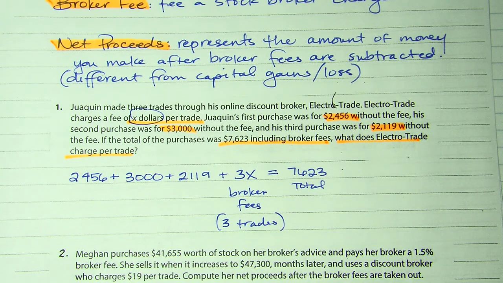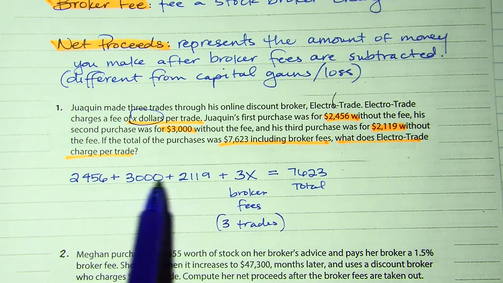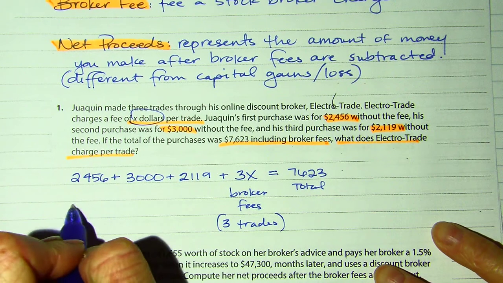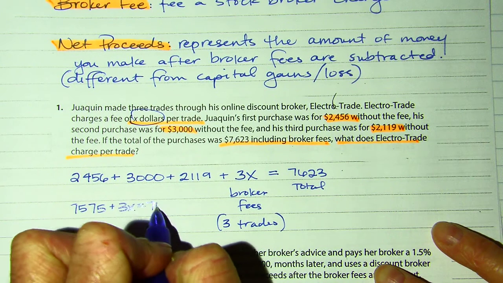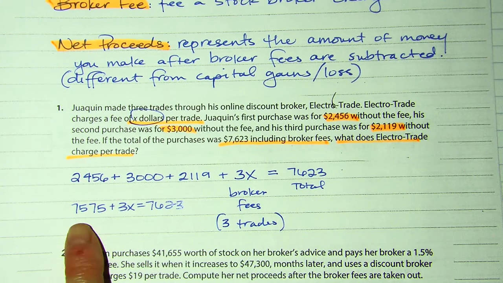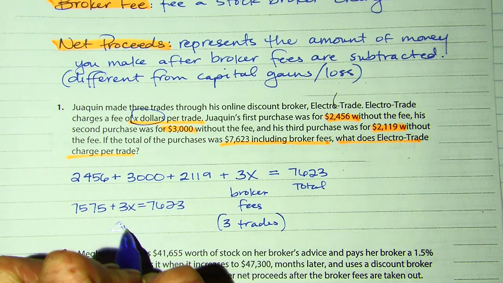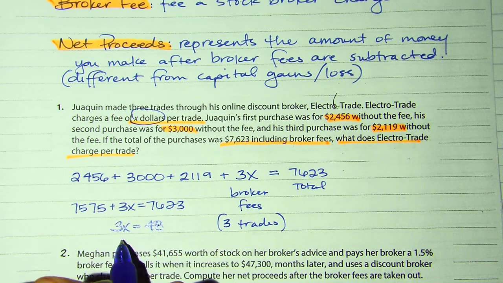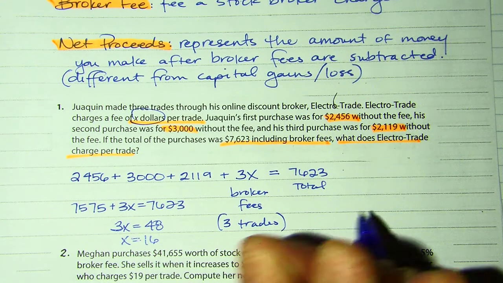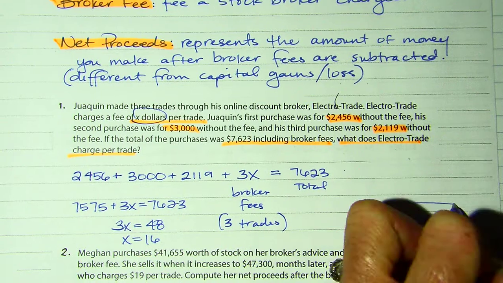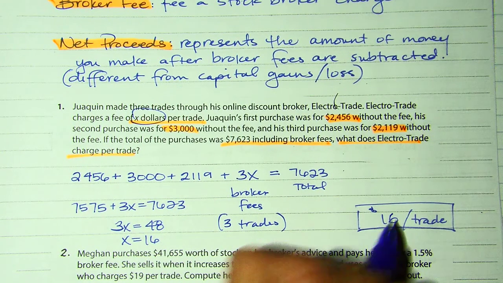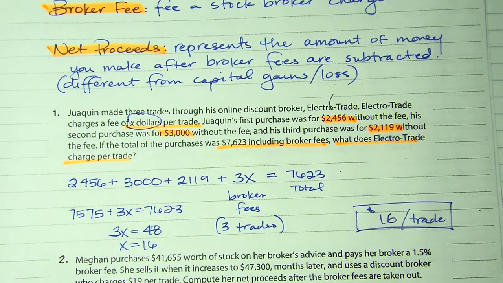Now that I have it set up, I can solve. I can combine all 3 of these amounts, and I get 75 plus 3x equals 76.23. Now I'm going to subtract 75 from each side, and I get that 3x equals 1.23, so x equals 0.41. So $0.41 per trade. Sorry, that's a different number. Next one.